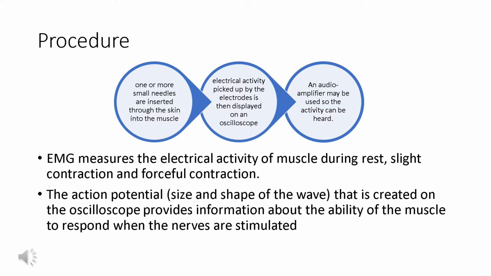The action potential, size, and shape of the wave that is created on the oscilloscope provides information about the ability of the muscle to respond when the nerves are stimulated. As the muscle is contracted more forcefully, more and more muscle fibers are activated, thus producing more action potentials.